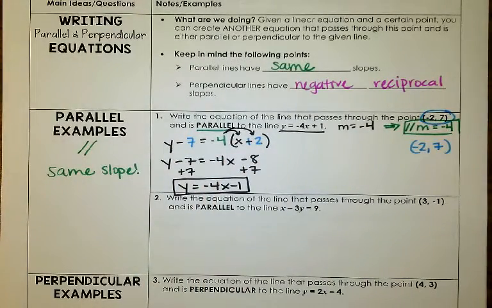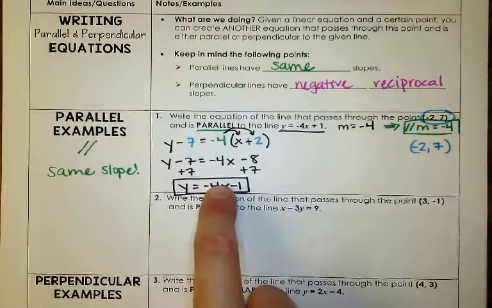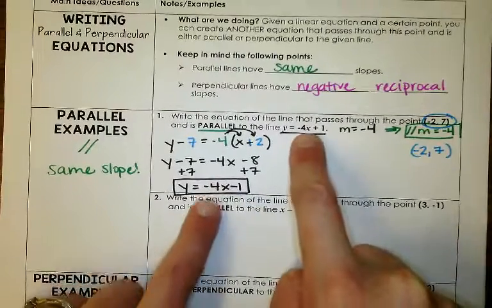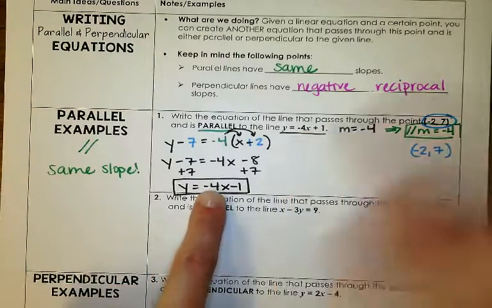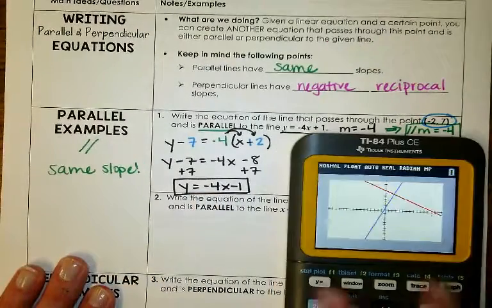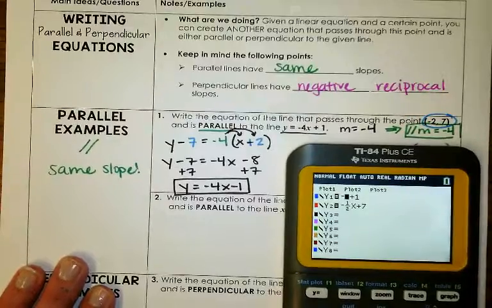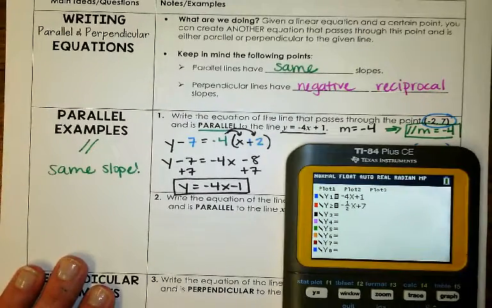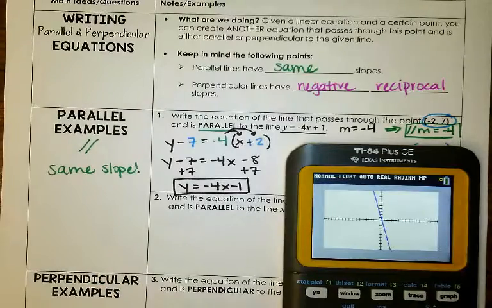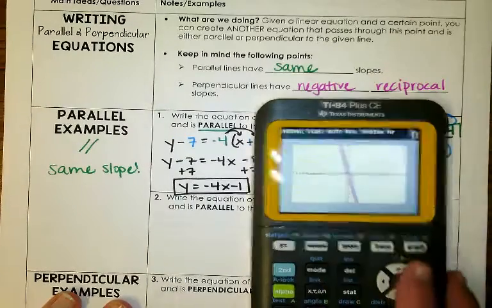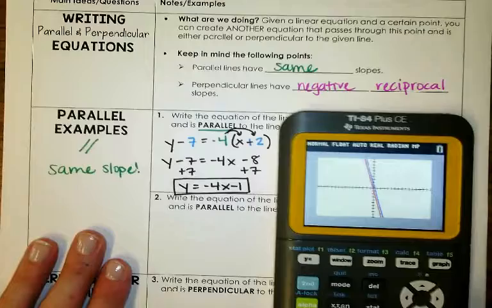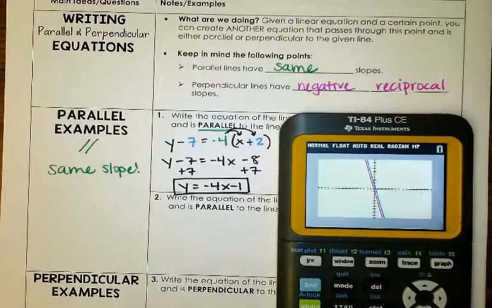So this would be my parallel line to y equals -4x plus 1. They have the same slope, and if we graphed both of these, -4x plus 1 and -4x minus 1, we would see they are lovely parallel lines. They are very, very close to each other, but they are parallel, just right up next to each other. All right, guys, y'all feel good about that?